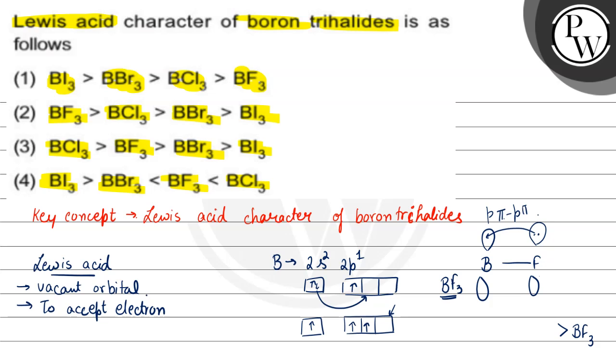So the correct order of the acidic trend is BF3, the least one, then BCl3, then BBr3, and the most acidic one is BI3, in which there is no back bonding at all, and it behaves as a good Lewis acid. So the correct answer to the question is option 1: BI3, BBr3, BCl3, BF3.